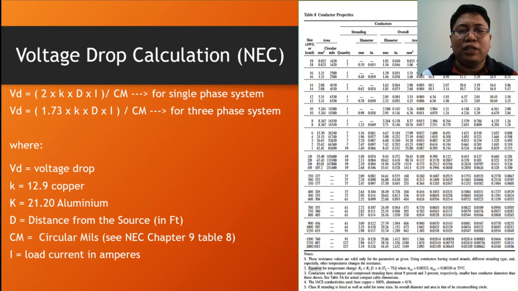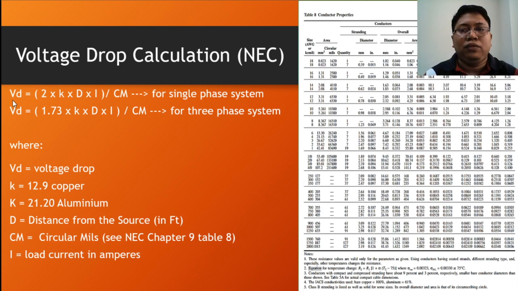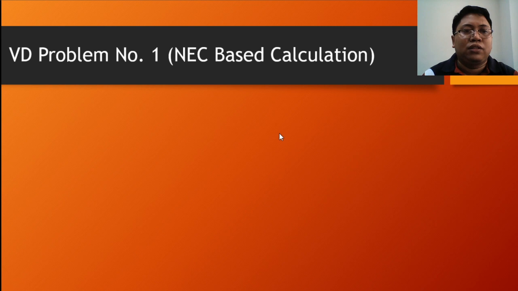So, ito yung makikita nyo sa screen natin, yung kanyang conductor properties, Table 8. So, ito makikita nyo, nandito yung size, wire size. Ito yung AWG. And then, ito yung area. So makikita nyo, ito yung mm squared, value ng mm squared yung ginagamit natin dito sa Pilipinas, at saka yung value ng circular mills. Ito po yun. Okay. Next. Let's try to solve.